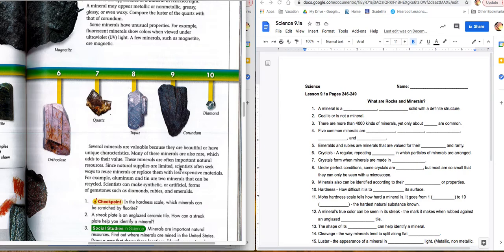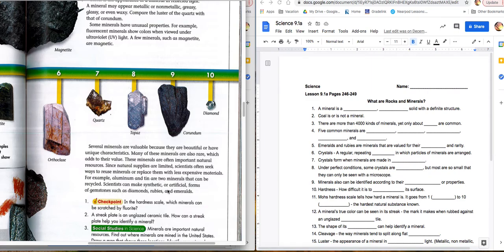Okay, these minerals are often important natural resources. Since natural supplies are limited, scientists often seek ways to reuse minerals or replace them with less expensive materials. For example, aluminum and tin are 2 minerals that can be recycled. Awesome. So number 19 in my notes, they can be recycled. That's cool, so I'm not using them up.